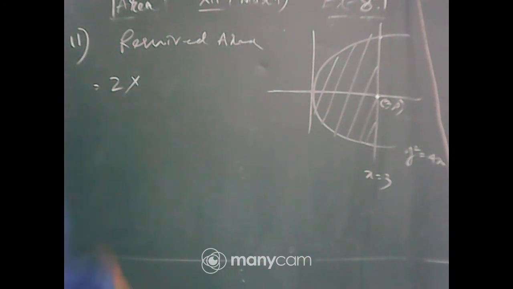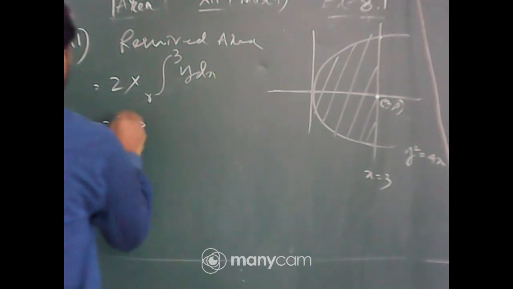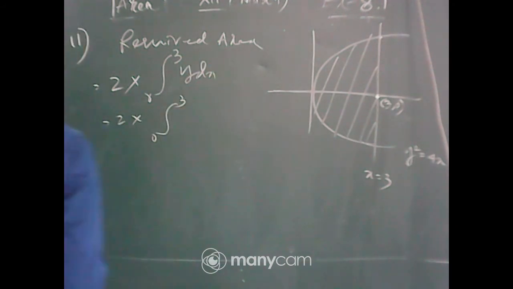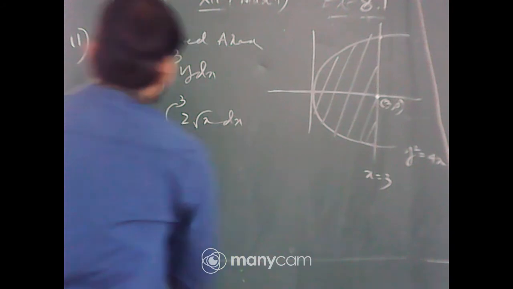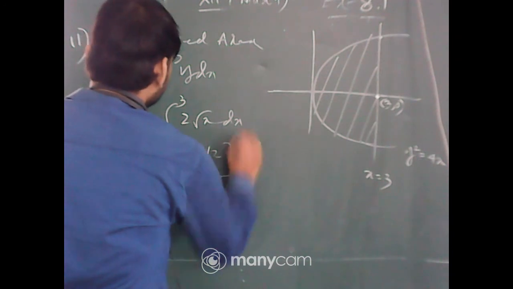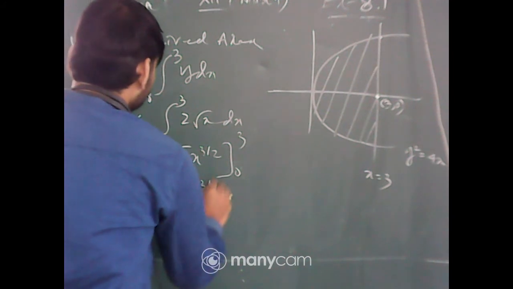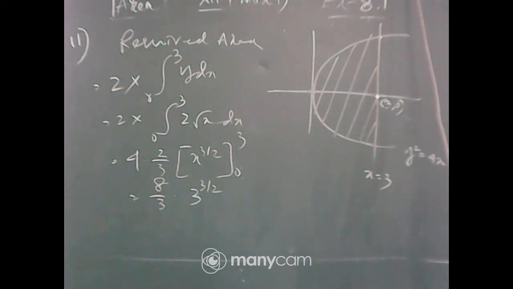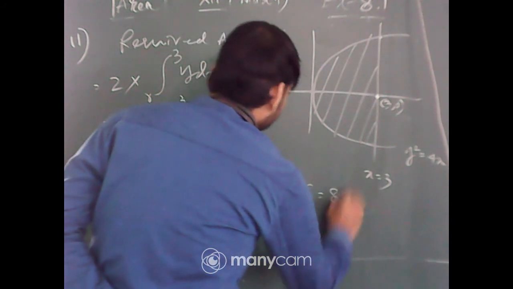Also twice, because the whole area, so twice into 0 to 3 y dx. So twice 0 to 3, y means here 2 root x dx, only the positive one. So 4 into 2 by 3 x to the power 3 by 2, 0 to 3. That means 8 by 3 into 3 to the power 3 by 2. Isn't it? That means 8 by 3 into 3 root 3. 3 is cancelled out. 8 root 3 square unit.